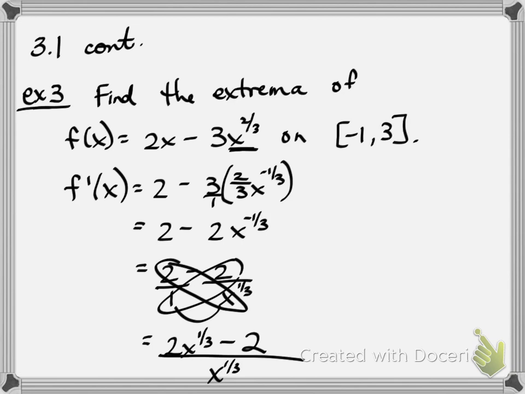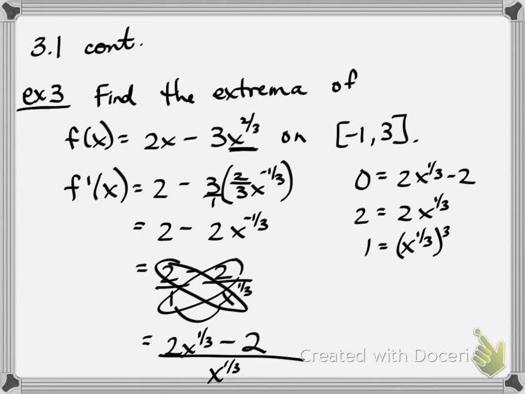So critical numbers happen where the derivative is equal to 0. That is when the numerator is equal to 0. So we'll add the 2 over, divide by 2, and let's cube both sides. So one of the critical numbers is 1.